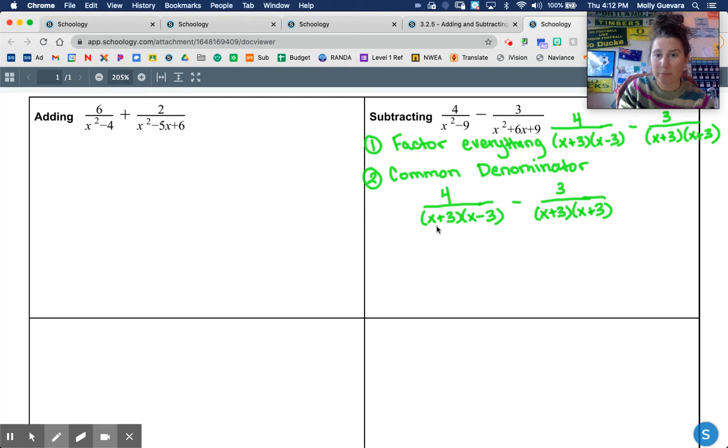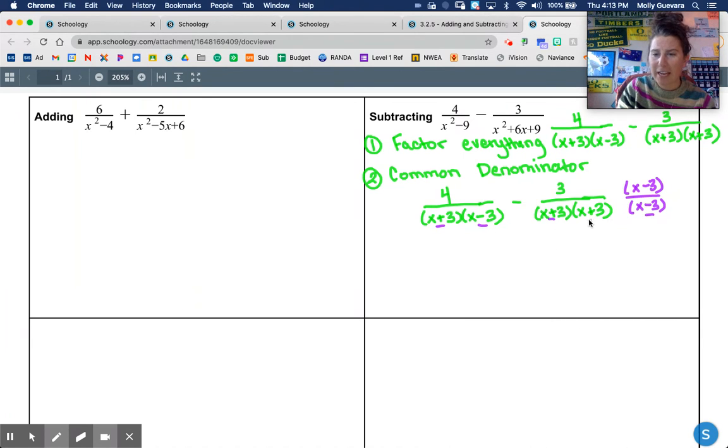So I see an x plus 3 in both. That's good, right? Here I see an x minus 3, and here I don't. So I'm going to have to multiply in an x minus 3, or wow, I said x minus 3 and I wrote x plus 3. I'm so sorry. We're going to have to add in an x minus 3 to both the top and the bottom, right? So now that's common in both.